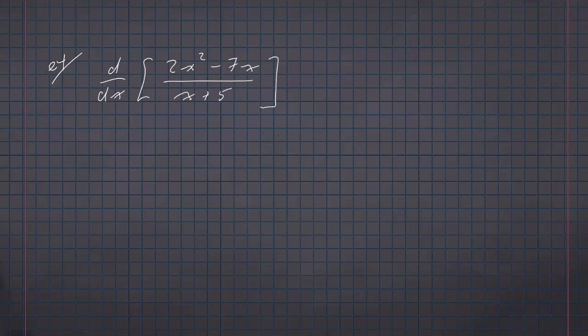All right. With that in mind, here's one for you to take a look at. Using the quotient rule, evaluate the derivative of 2x squared minus 7x all over x plus 5. Take a few minutes, see where you can get to with that one, and I'll see you in the next video.